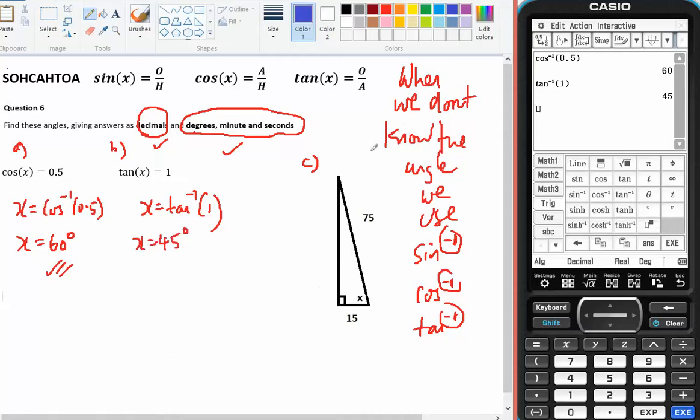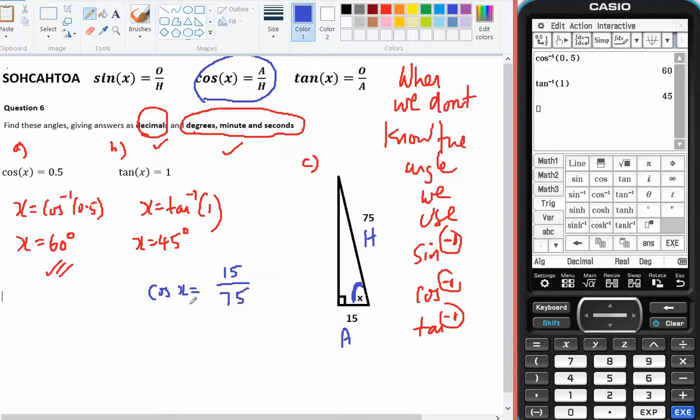In Part C, I need to do some work. Here is the angle that I'm looking for. I need to label the sides. This will be the hypotenuse because it's the longest. This will be adjacent. Adjacent, hypotenuse, adjacent, hypotenuse. I'm going to use the cosine. So I'll write my equation. The cosine of angle X equals adjacent, which is 15, over hypotenuse, which is 75.